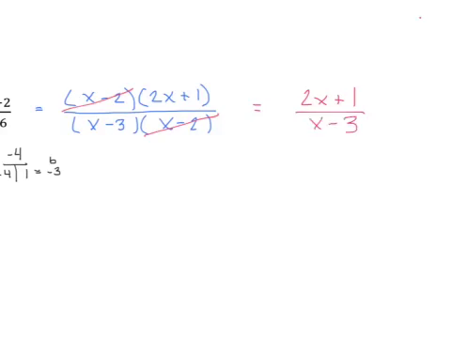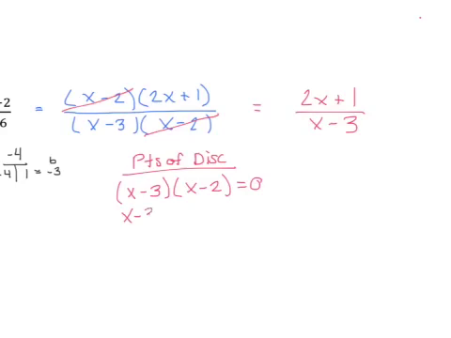All right, we're doing pretty good, but we still need our points of discontinuity. Those are restrictions on our variable. So what do we set equal to 0? The denominator, and let's do the factored form, because we would have to do that anyways. So x minus 3 equals 0, x minus 2 equals 0. So what are our restrictions? X cannot equal 3 and 2.